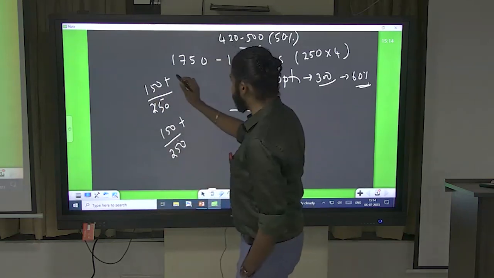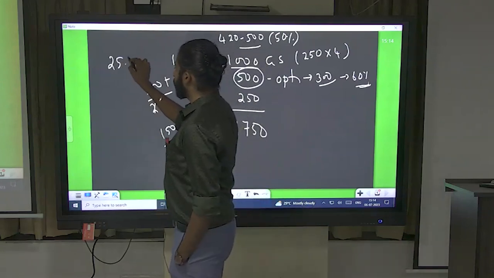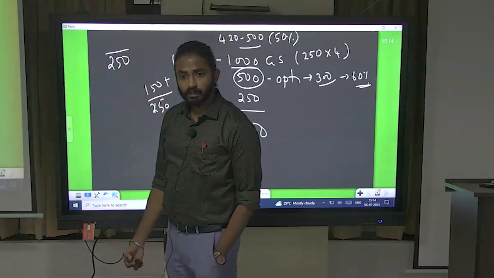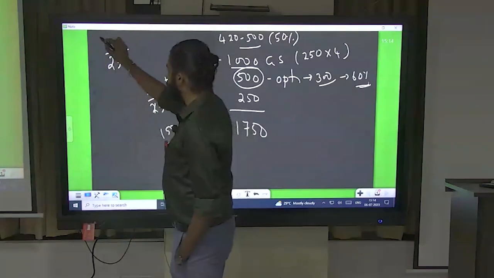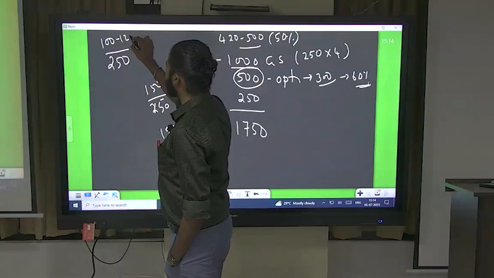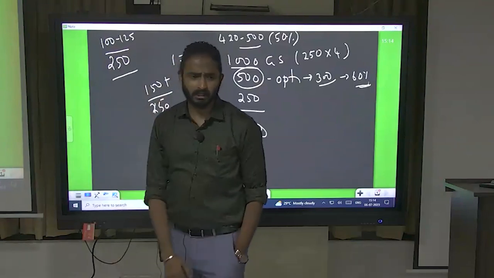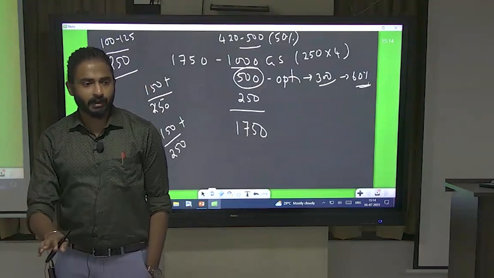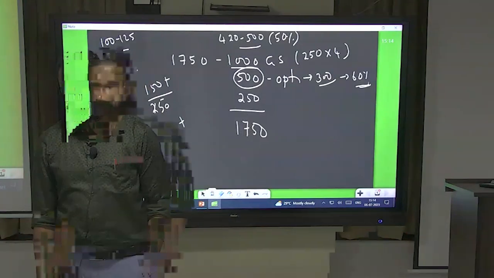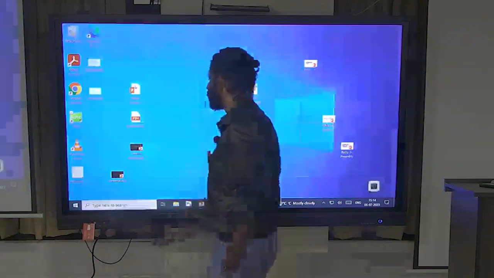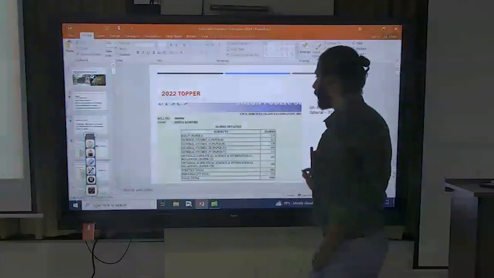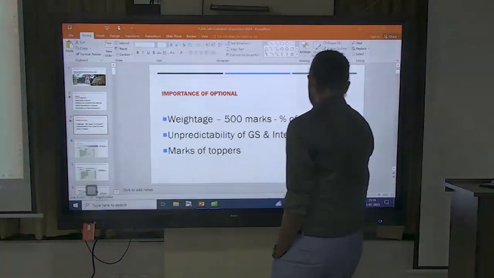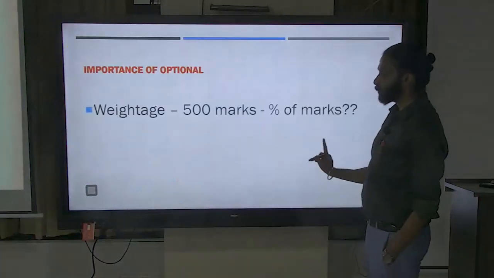Whereas in GS, out of 250, what is considered a good score? 100 to 125 is the maximum marks in GS. 125 is an extremely high mark. Generally, 100, 110 are all good marks. So there is unpredictability in the GS marks. That is one issue. So you have to consider optional with utmost importance. That is one point.